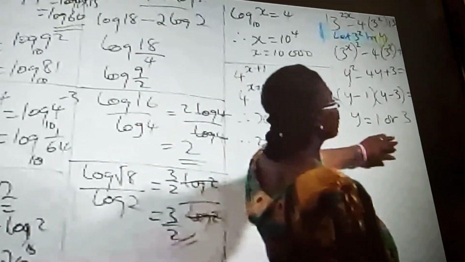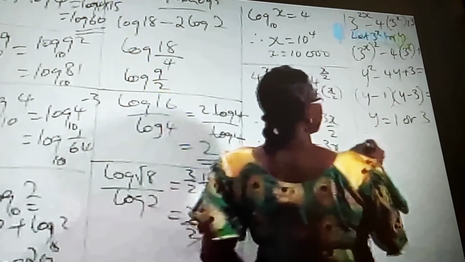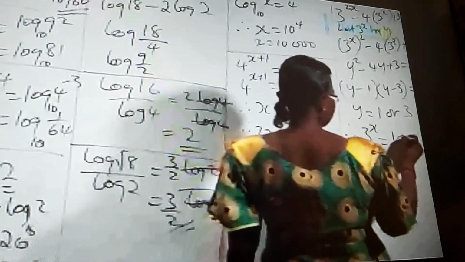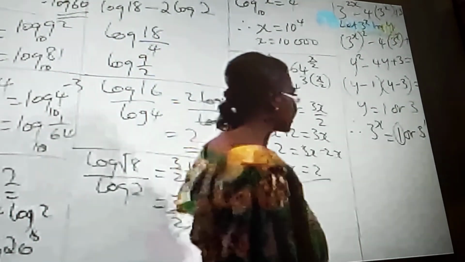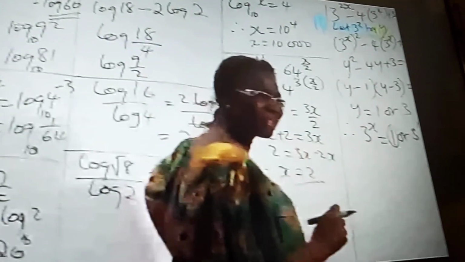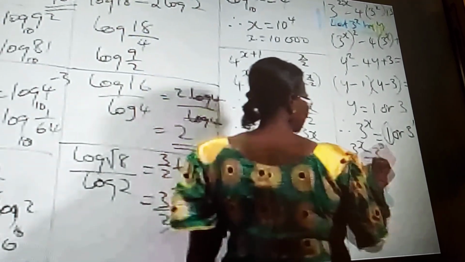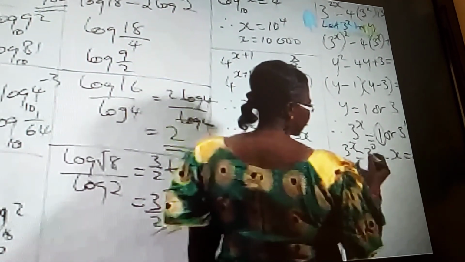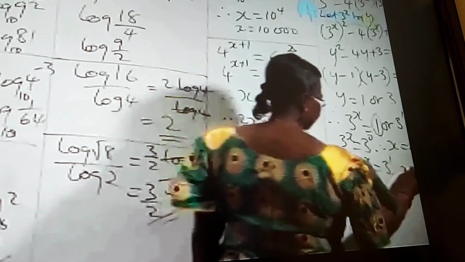Now, this is not the end of the story. You have to go back and look at what your y represents. Your y was 3 raised to the power x. So 3 raised to the power x is equal to 1 or 3. Any number raised to the power 0 is 1, so instead of 1, I write that as 3 raised to the power 0 so I can equate the power. So 3 raised to the power x is equal to 3 raised to the power 0. Therefore, x is equal to 0. Or 3 raised to the power x equals 3 raised to the power 1. Therefore, x equals 1. These are the two solutions.